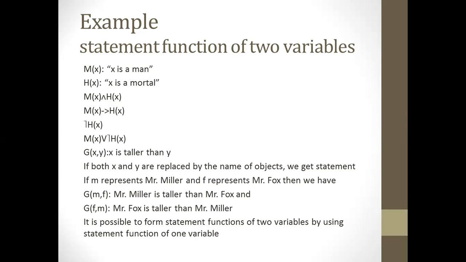If m represents Mr. Miller and f represents Mr. Fox, then we have G(m, f), Mr. Miller is taller than Mr. Fox, and if you write G(f, m), then Mr. Fox is taller than Mr. Miller. So it is possible to form the statement functions of two variables by using statement function of one variable. One variable से two variables का function हम इस तरह से फॉर्म करते हैं.